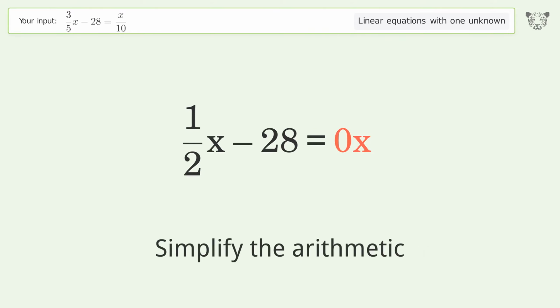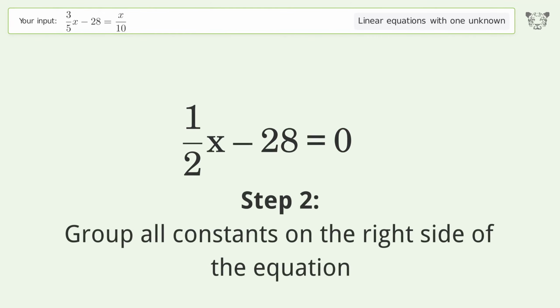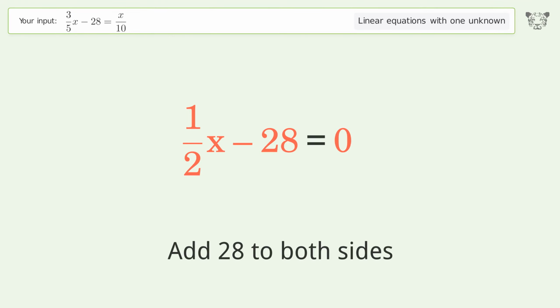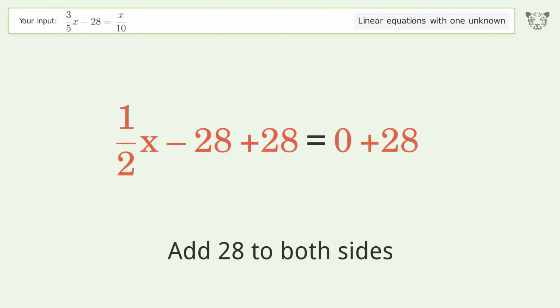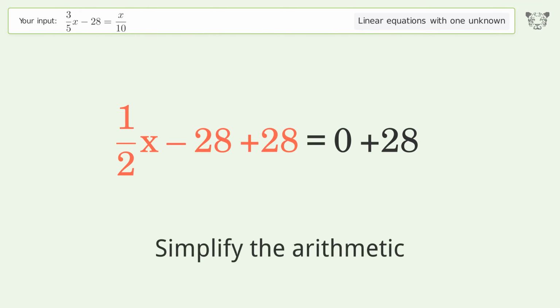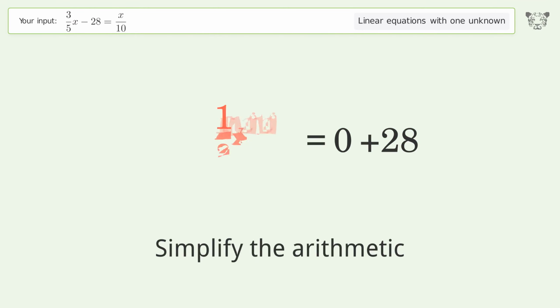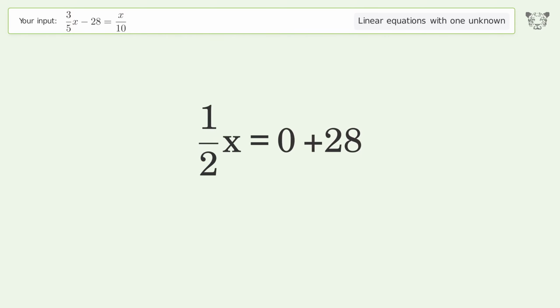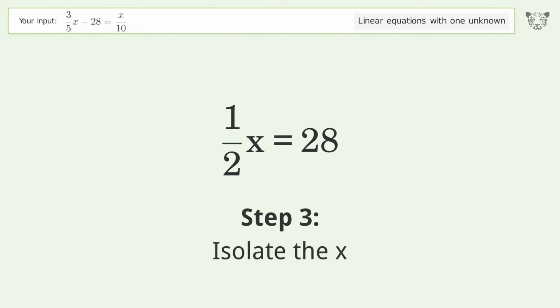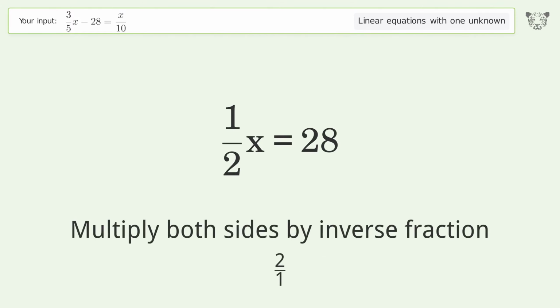Simplify the arithmetic. Group all constants on the right side of the equation. Add 28 to both sides. Simplify the arithmetic. Isolate the x. Multiply both sides by inverse fraction 2 over 1.